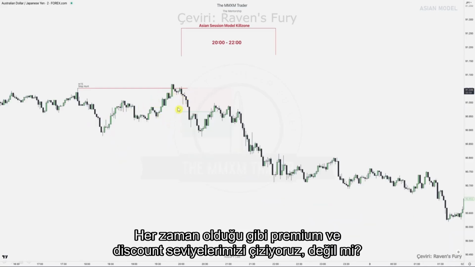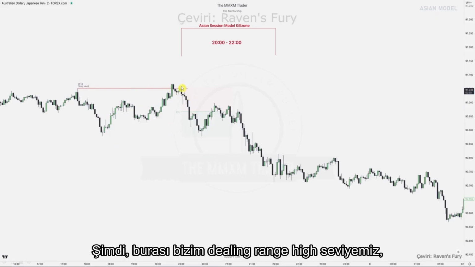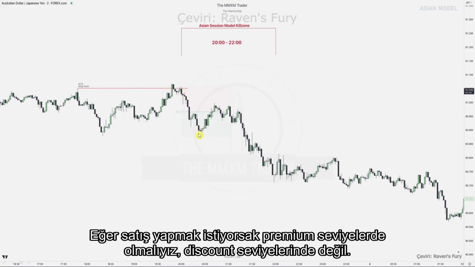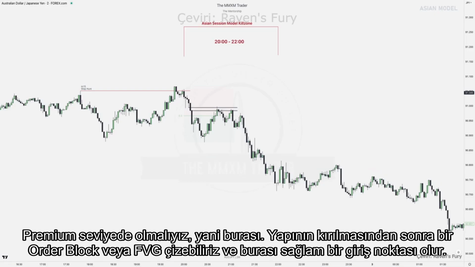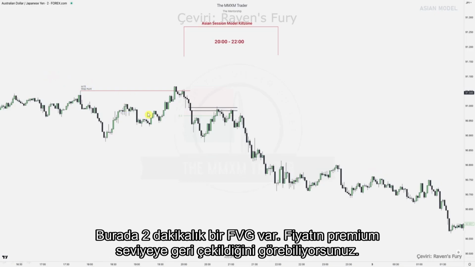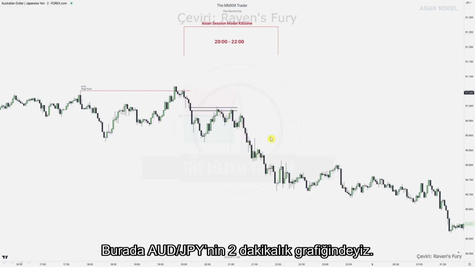So we draw out our premium and discount as always, right? We had that 15-minute stop hunt over here. Now this is our dealing range high and our dealing range low. So if we want to enter on a sell, we want to be in premium levels, right? We don't want to sell in discount, we want to be in premium, which is up here. Now we can outline an order block or a fair value gap after that break of structure, and that should be a solid entry point. So over here we've got a 2-minute fair value gap. And you can see price draws back into premium, then respects it, dips in one more time, and then declines lower in our higher time frame draw on liquidity.